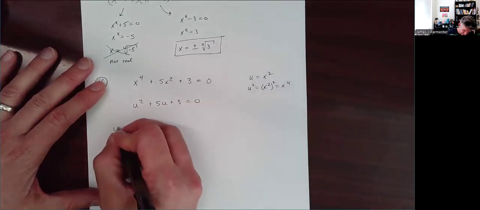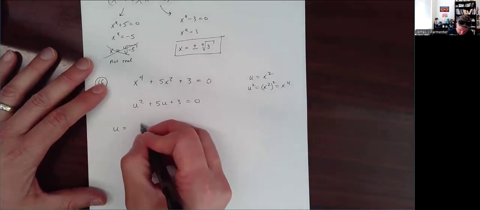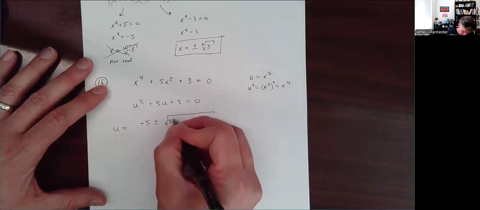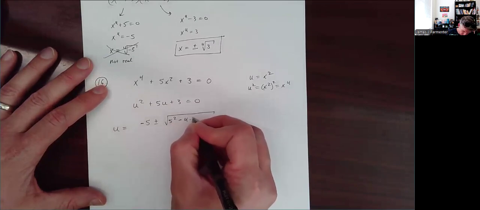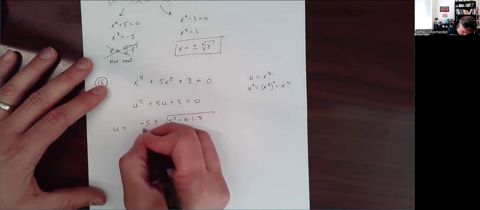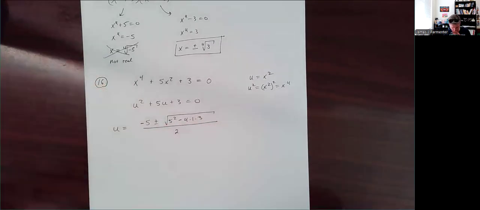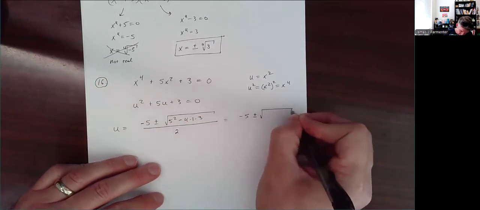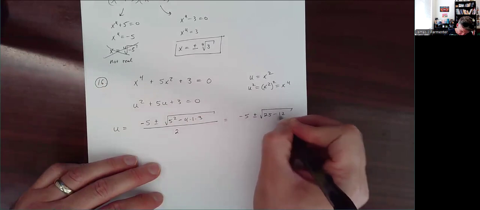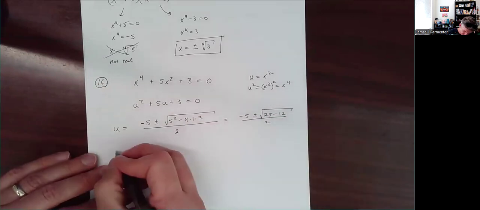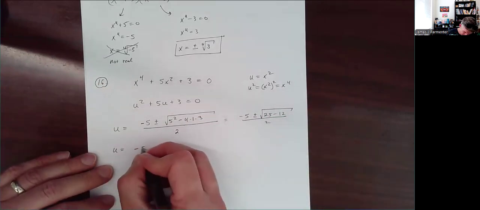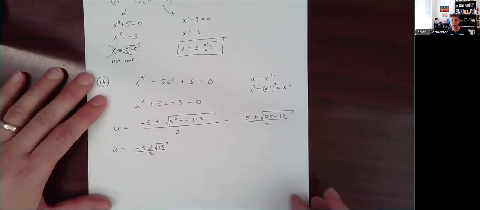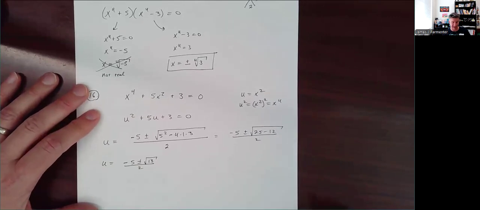So using the quadratic formula, u is going to equal -b, so -5, plus or minus the square root of b squared, so 5 squared, minus 4 times a, which is 1, times c, which is 3, all over 2 times a, which is 2 times 1, which is just 2. Simplifying, we get -5 plus or minus the square root of 25 minus 12 all over 2. And then we get u equal to -5 plus or minus the square root of 13 all over 2. So we have two possible values for u, but then we still have to go find x.